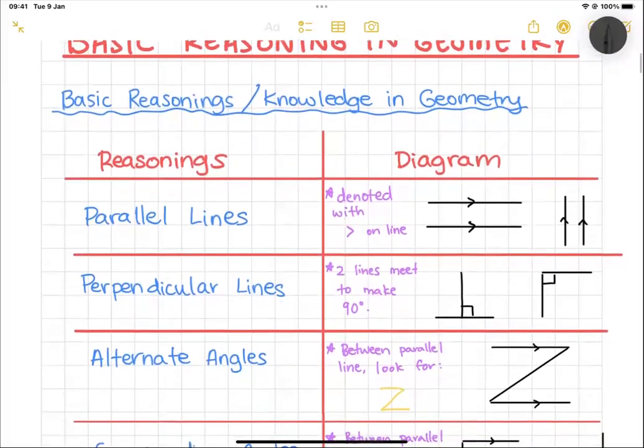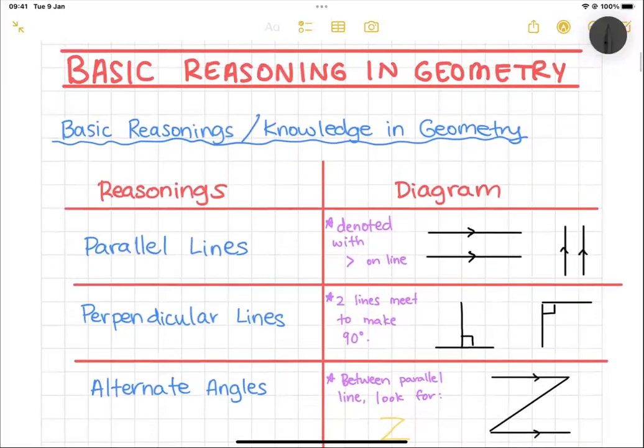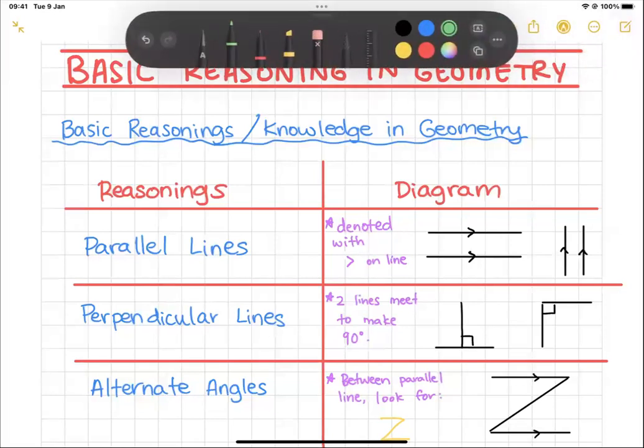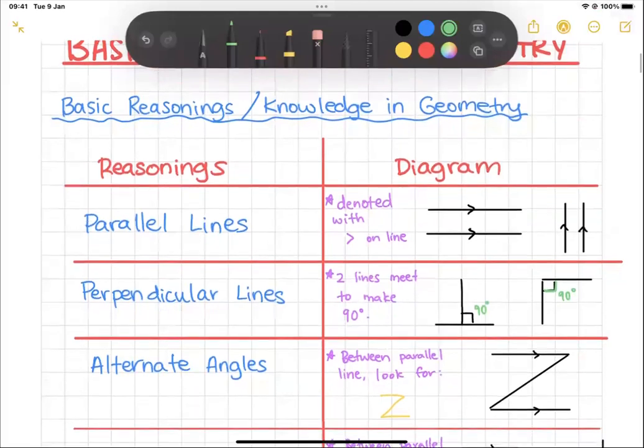Okay? So the next one is perpendicular lines. Perpendicular lines are basically, as we know, two lines that meet to make 90 degrees. Okay, this is denoted by a little box. Should be easy.